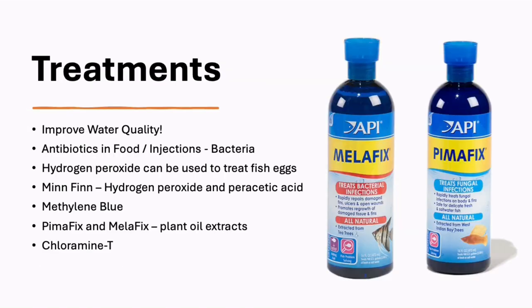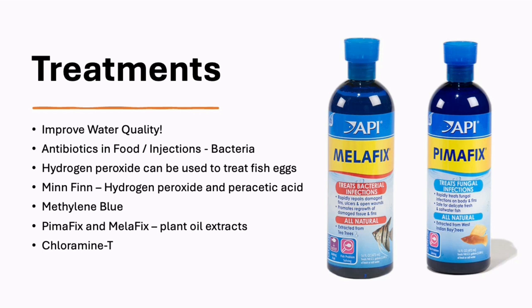So how do we treat fungal and bacterial infections? Well, the first thing we always want to do is test the water and improve the water quality. Fish are so sensitive to poor water quality, they will get sick, and even if you're treating them, they won't get better if the water quality doesn't improve. For bacterial infections, we can put antibiotics in their food or give them injections of antibiotics. There are medications that can be put into the water, like the Pimafix and Melifix, which can help reduce the bacterial growth, especially with bacteria growing on the skin. They don't affect bacteria that are inside the fish, only the bacteria that are on the outside of the fish.